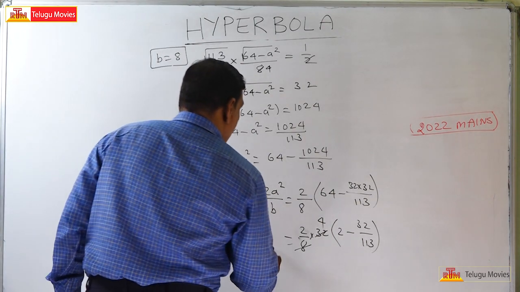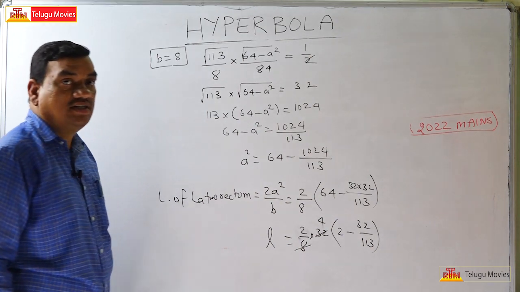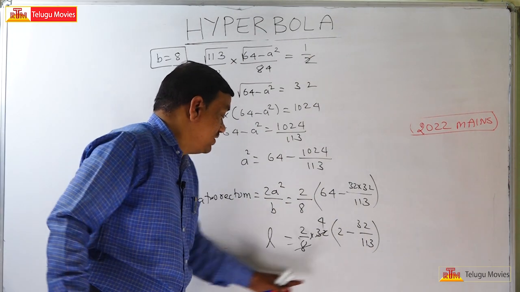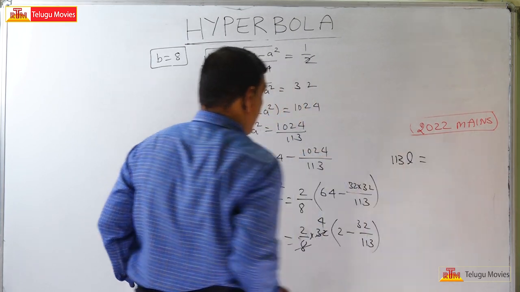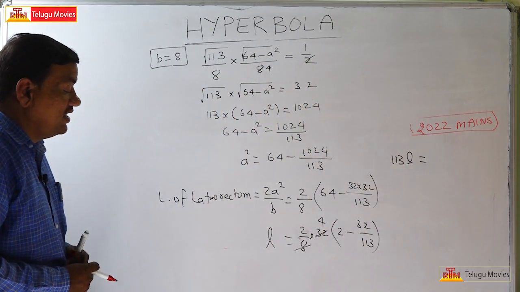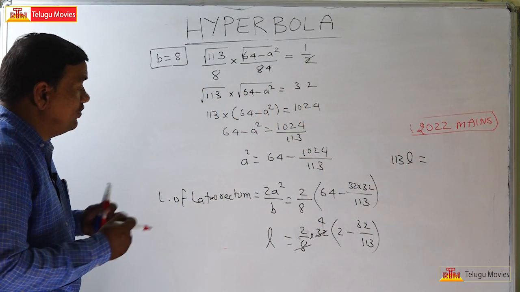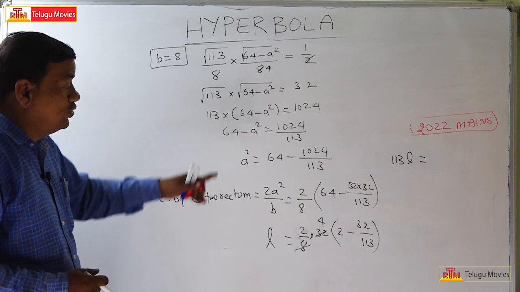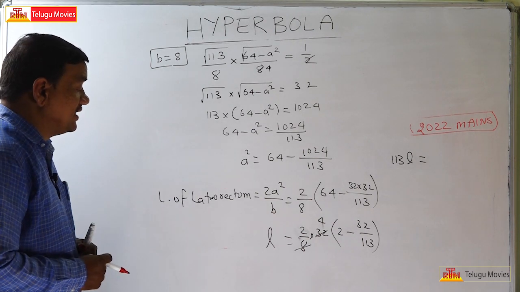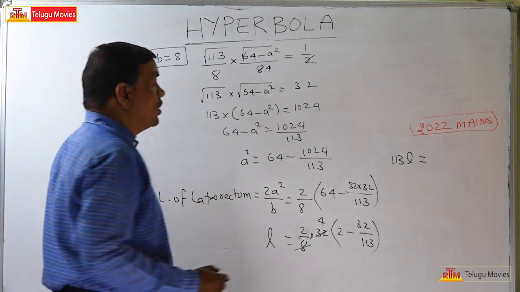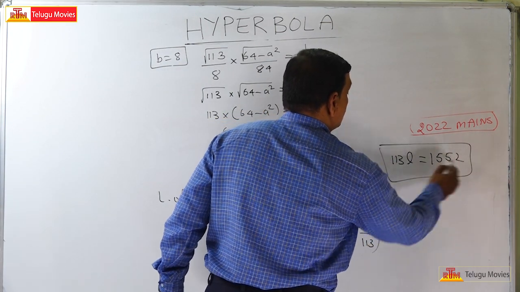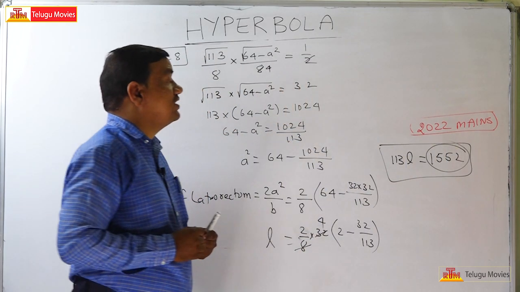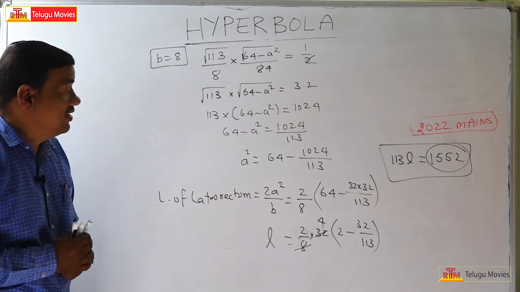So on the whole, we call it length L, given that L. Now here you can take a cross multiplication. 113L is given by the formula, and we will get the answer. 2 4s are 8, you multiply it and subtract it, you will get 1552. So this is your final answer. 1552 will be your correct answer.